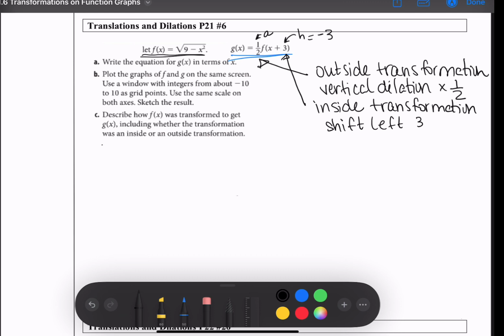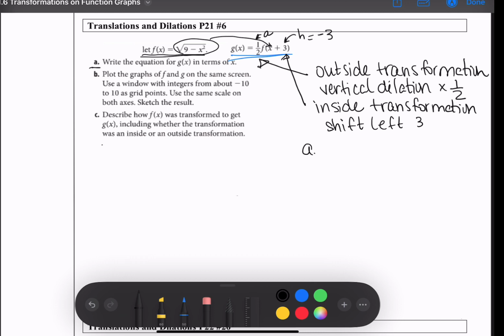We're going to go ahead and answer A here. Write the equation for g of x in terms of x. We no longer want f of x in there. We're going to actually take f of x and plug in the exact function wherever we see f of x. And we're going to do all these transformations to f of x.